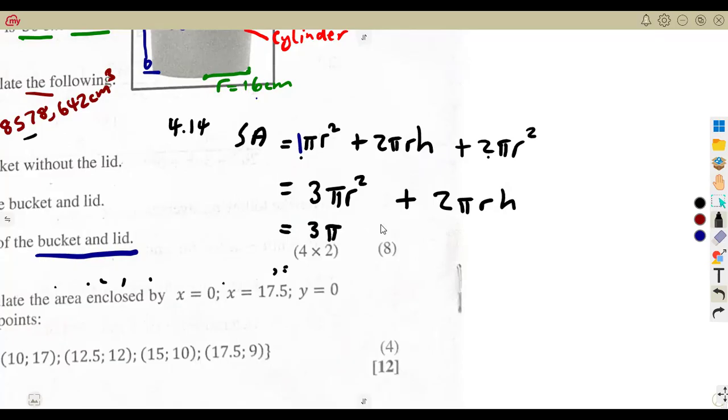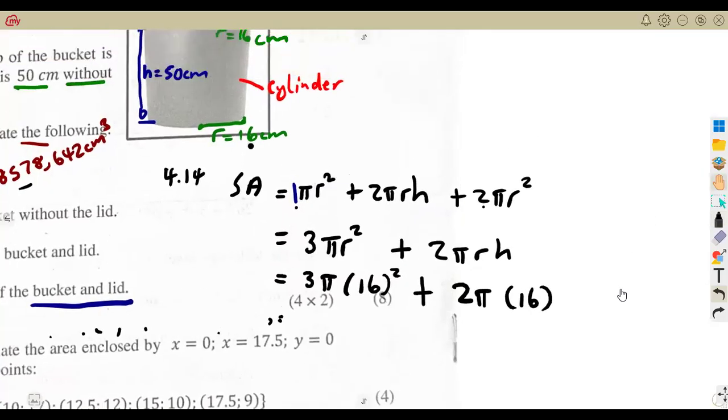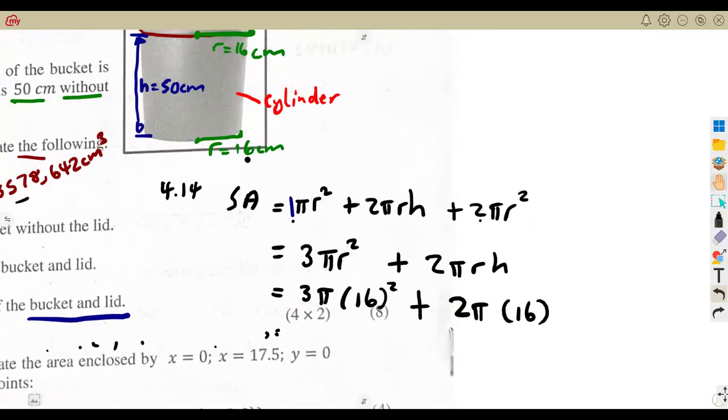That's 3 pi times the radius. Remember, the radius is 16. So that's 16 squared plus 2 pi r. The radius is 16, so you're going to multiply by the radius. All right, let me just open a bracket here. The radius is 16. The height, remember the height is 50. You're already given this one. That is the height, which is 50. So that's it. You are going to obtain the total surface area.